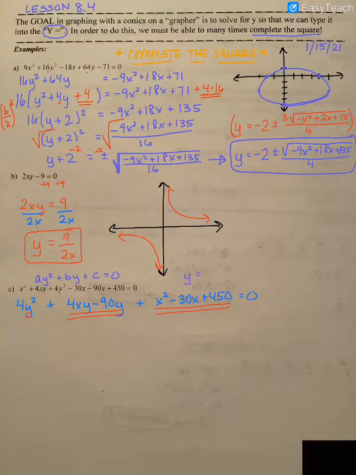So instead of saying x equals, since I'm trying to solve for y, I'm going to say y equals. And remember your quadratic formula? Sing it if you need to. Negative b plus or minus the square root of b squared minus 4ac all over 2a. So there's the quadratic formula you're using.